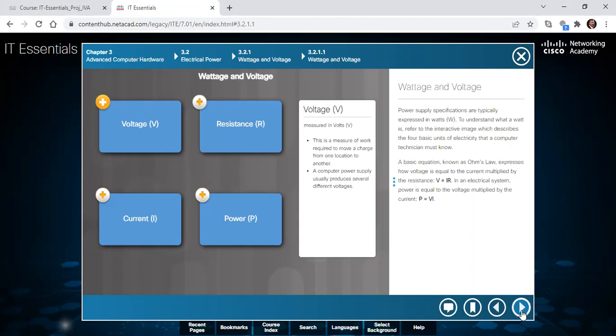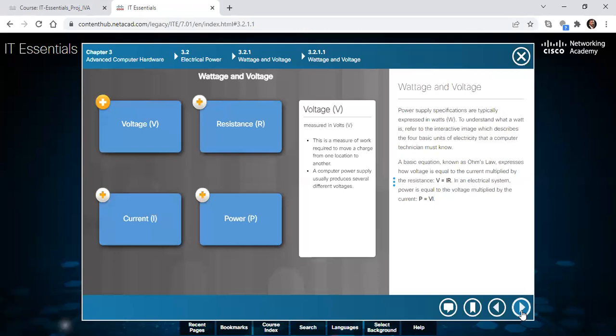Power supply specifications are typically expressed in watts. To understand what a watt is, refer to the interactive image, which describes the 4 basic units of electricity that a computer technician must know. We have the voltage, the resistance, the current, and the power.